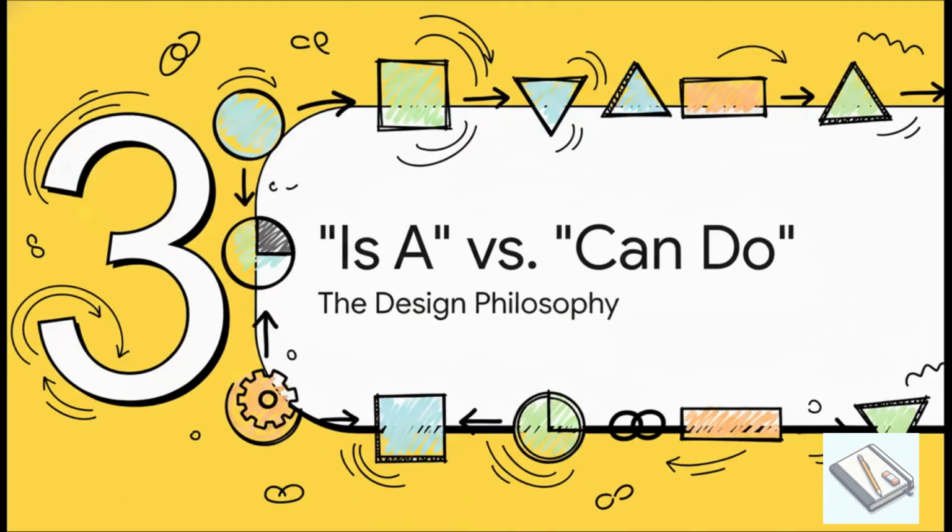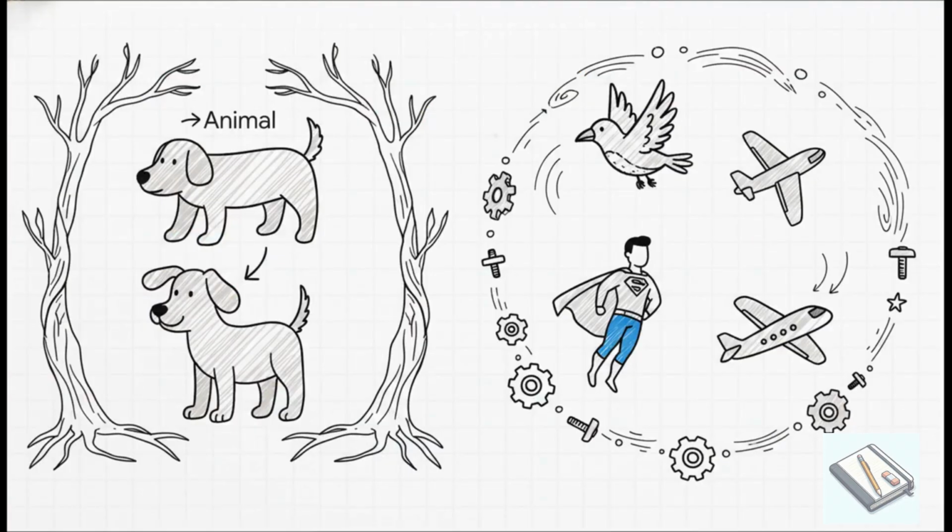All right, so we've covered the technical rules, but the real secret to mastering this isn't about memorizing syntax. It's about a way of thinking, a design philosophy. And here it is. This is the simple mental test you can use every single time. Ask yourself, is this an is-a relationship or a can-do relationship? A dog is an animal. They share a core identity. They're part of the same family tree. That screams abstract class. But what about a bird, an airplane, maybe even Superman? They aren't related at all, but they all share the capability of being flyable. They can do the act of flying. That is a perfect job for an interface.